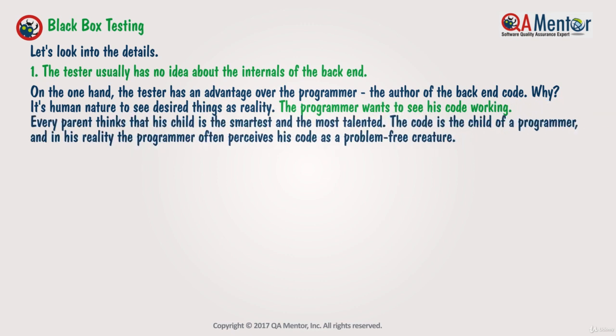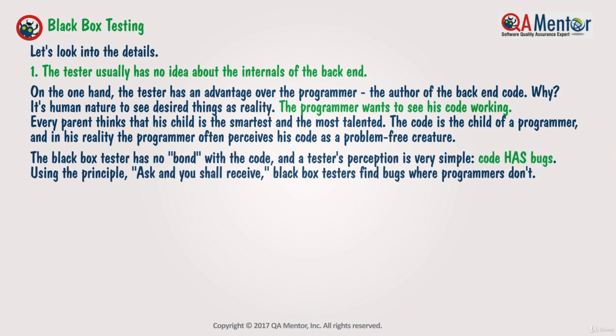On the one hand, the tester has an advantage over the programmer, the author of the backend code. Why? It's human nature to see desired things as reality. The programmer wants to see his code working. Every parent thinks that his child is the smartest and the most talented. The code is the child of a programmer, and in his reality, the programmer often perceives his code as a problem-free creature. The black box tester has no bond with the code, and a tester's perception is very simple. Code has bugs. Using the principle, ask and you shall receive, black box testers find bugs where programmers don't.